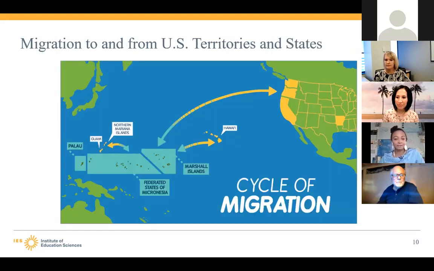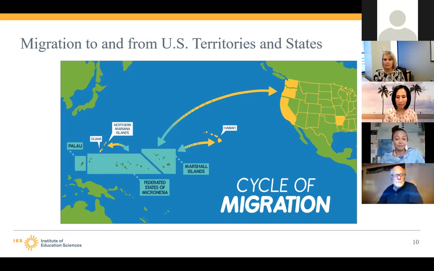So citizens of FAS have migrated between US territories and states and FAS for reasons related to education, jobs, health, and family. From about 2009 to 2018, the number of FAS migrants living in the US states and territories rose by about 68%, from about 56,000 to about 94,000.